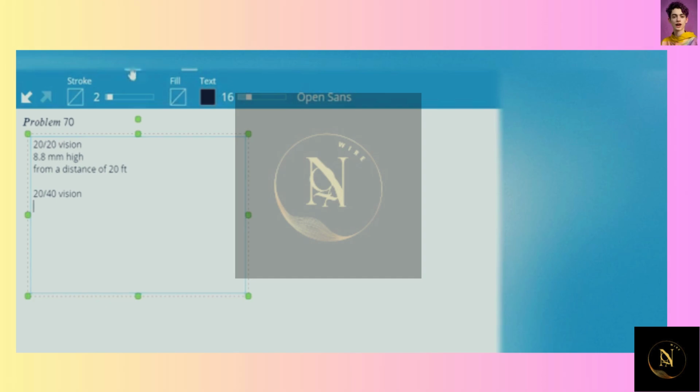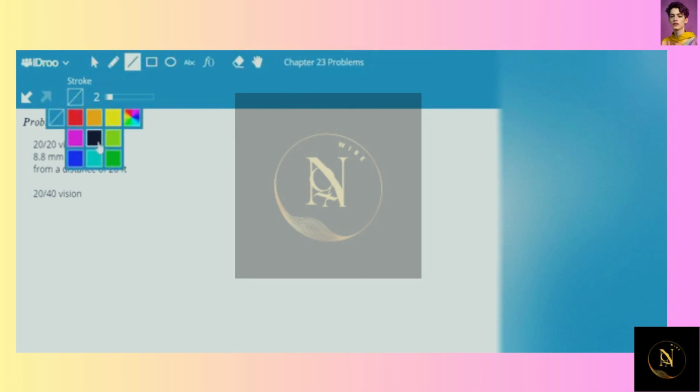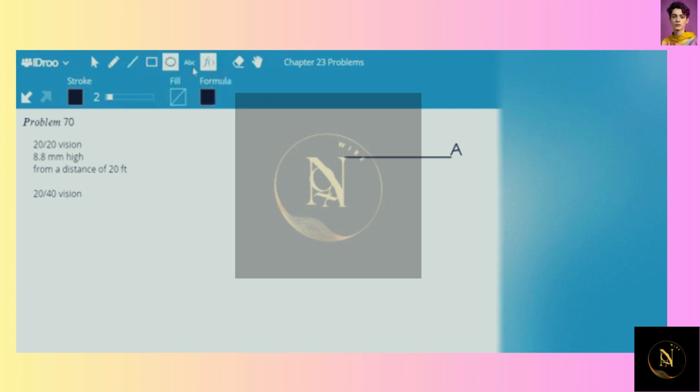Able to see them. So for a person with 20/20 vision, let's go ahead and draw a picture. If the letters are 20 feet away, here they are. This is the letter A. A person can resolve this, let's say, at a distance of 20 feet, provided they have 20/20 vision. So a person with 20/20 vision can see this, no problem, provided they are at least 8.8 millimeters high. So this is 20/20 vision.